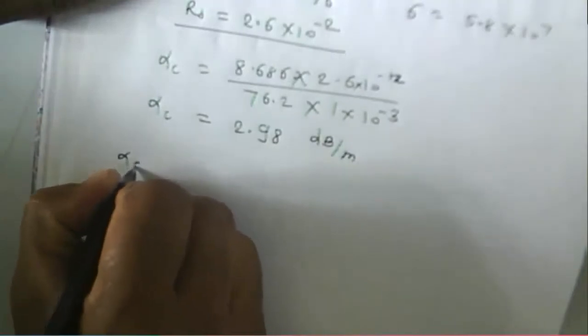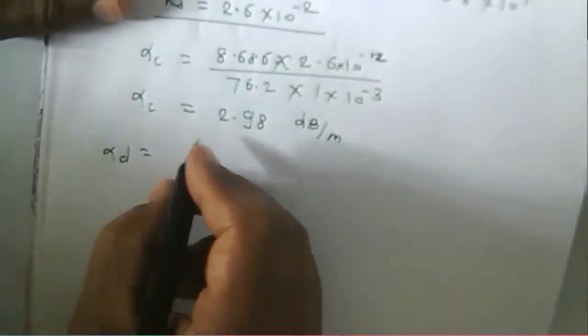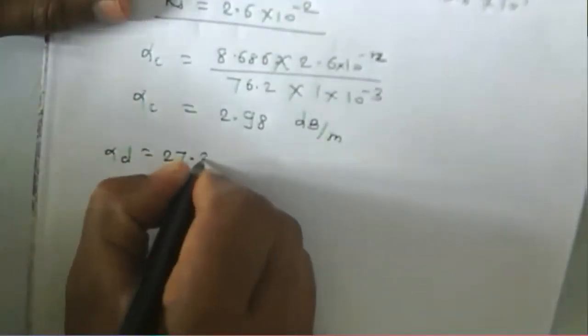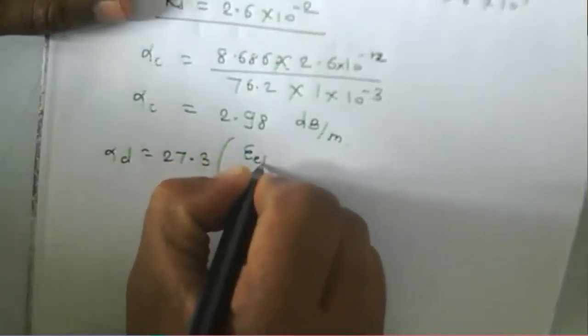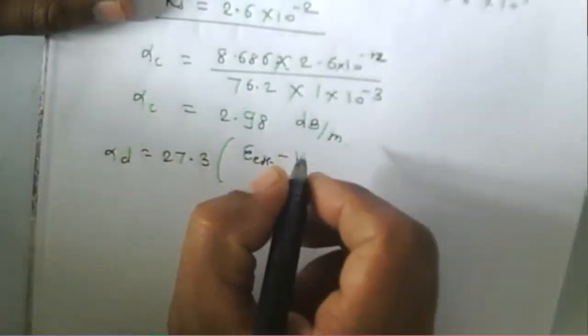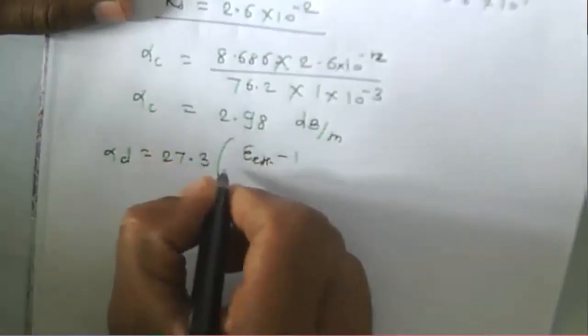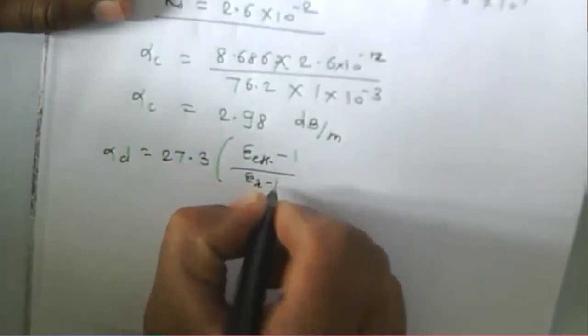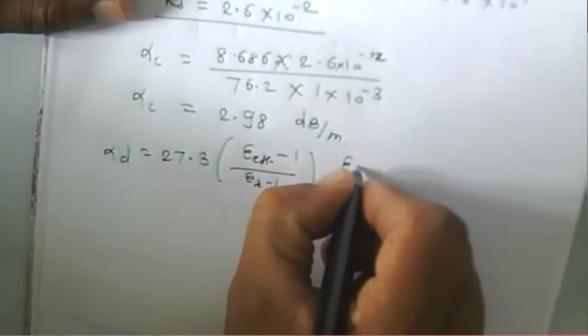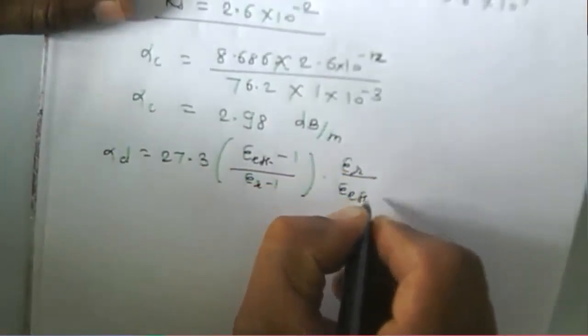So that is about 76.2 into whatever the width we have, 10 to the power minus. Solve it, and you will get that alpha C is equal to 2.98 per meter. That is alpha.